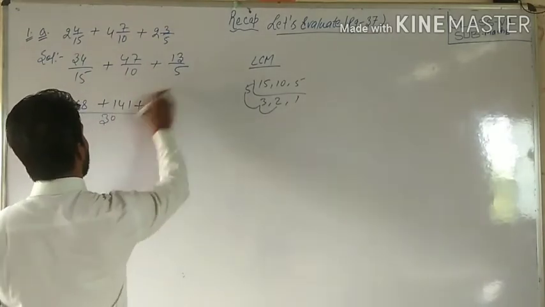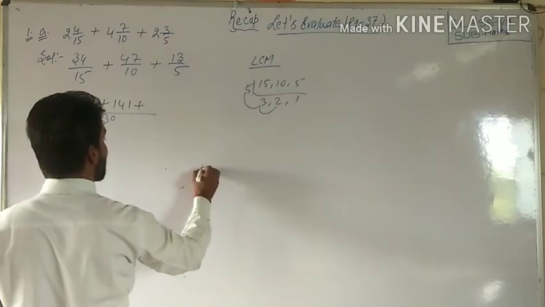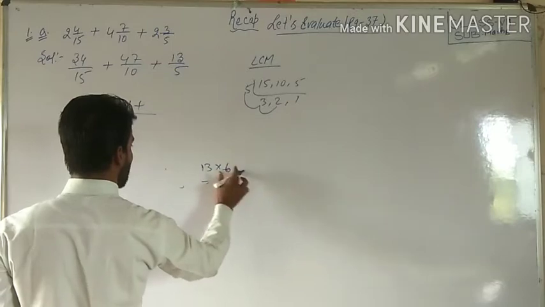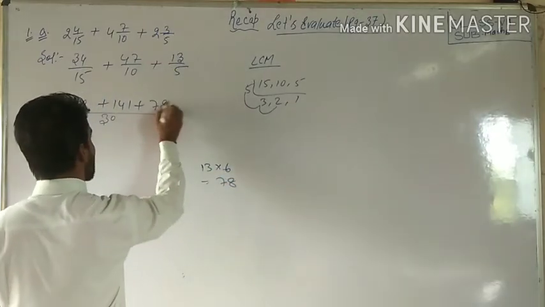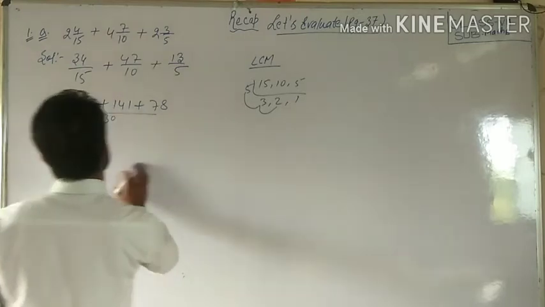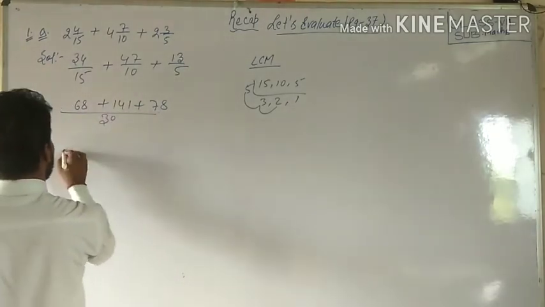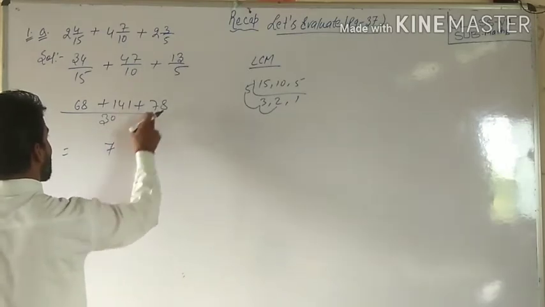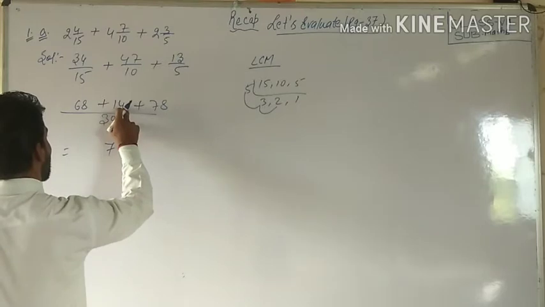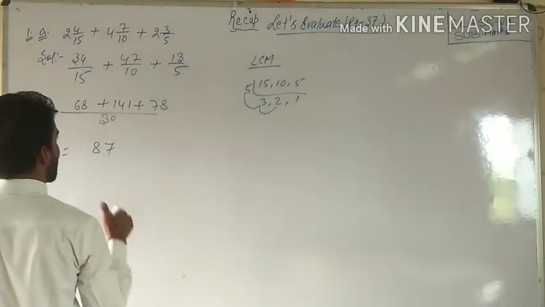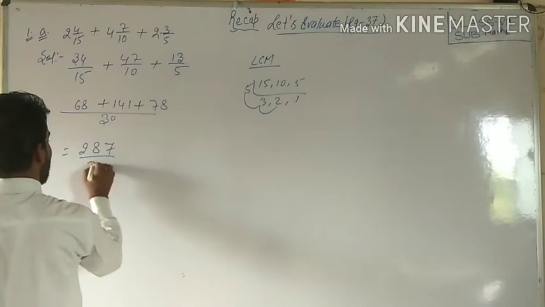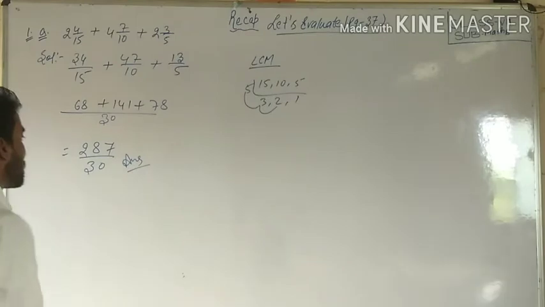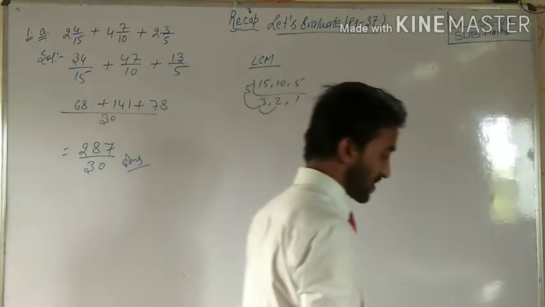Next, 5 and 13. 5 times 6 is 30, so 13 times 6 will be 78. So students, the numbers came as 68 plus 141 plus 78. What will the sum be? 8 plus 8 is 16, plus 1 is 17, remains 1. 7 plus 1 is 8, plus 4 is 12, remains 1. 1 plus 1 is 2, plus 6 is 8. After simplifying, the answer is 287 by 30.